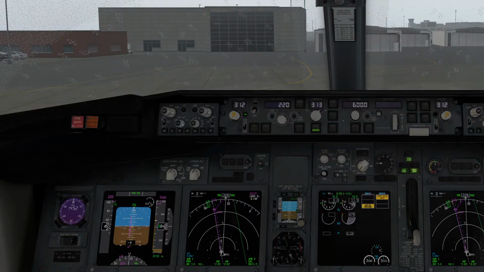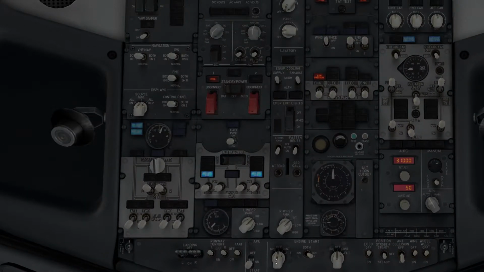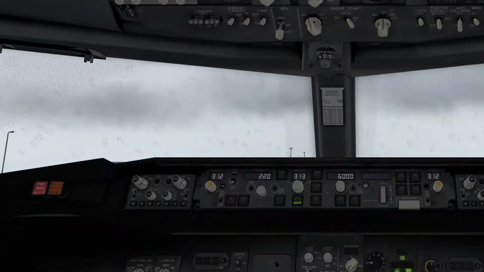EGT peaking and decreasing. Start valve closed. And N1 stable. Good start on engine number 2, starting engine number 1. Start selector on the ground.